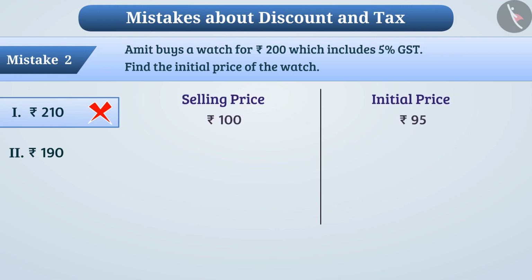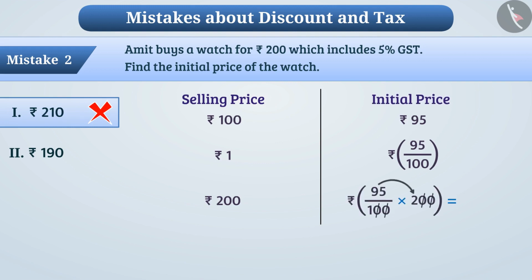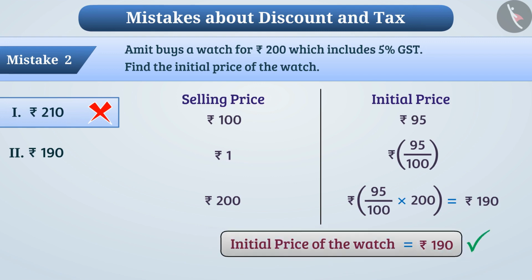In this way, when the selling price is Rs 1, then the initial price will be Rs 95 by 100. When the selling price is Rs 200, then the initial price will be Rs 95 by 100 multiplied by 200, which is equal to Rs 190. So before adding GST, the value of the watch, that is, the initial price, will be Rs 190. Hence, the correct answer is option 2.